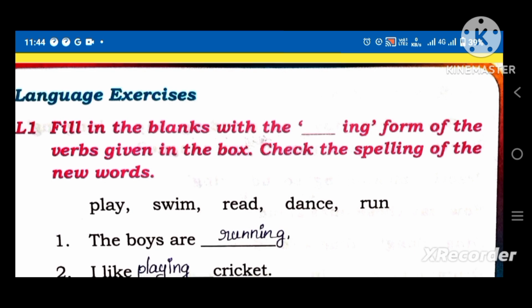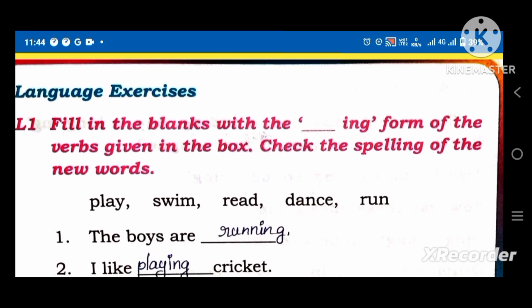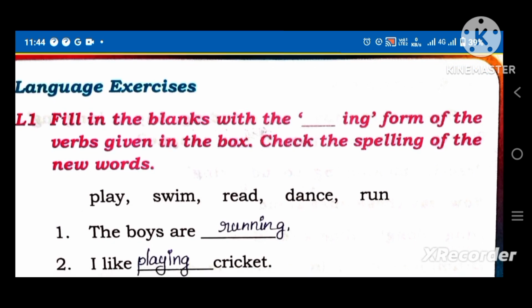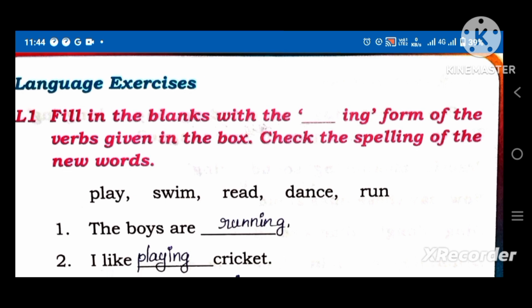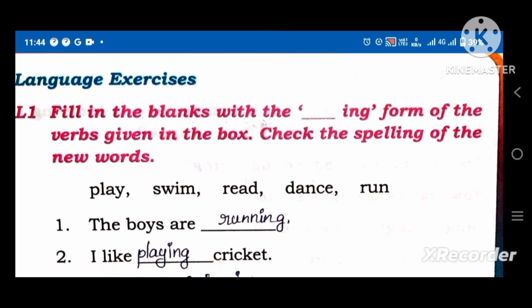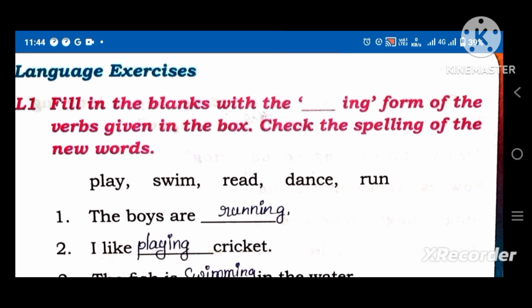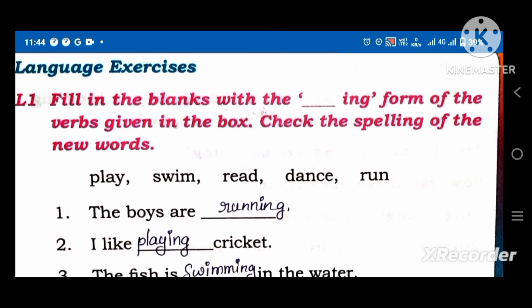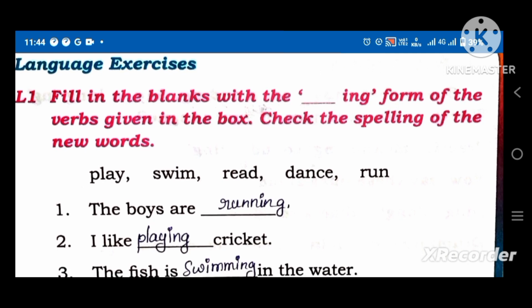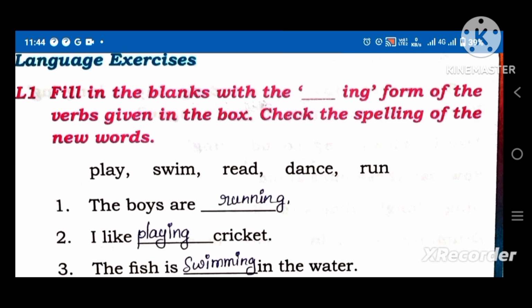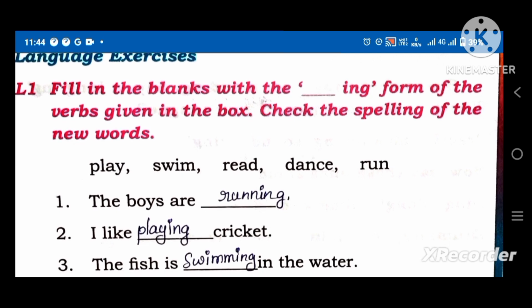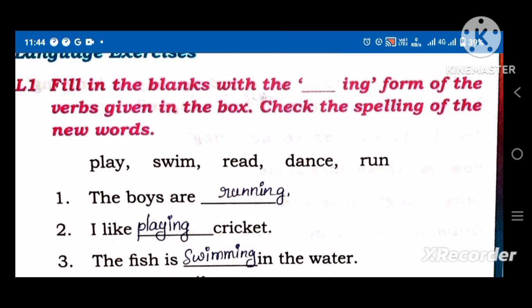Language exercises. First main: Fill in the blanks with the ing form of the verbs given in the box. Check the spelling of the new words. First one: The boys are running. Second one: I like playing cricket. Third one: The fish is swimming in the water.